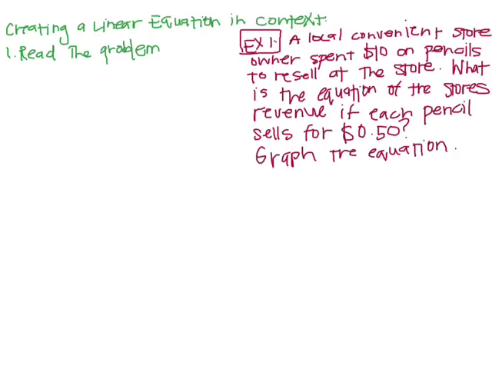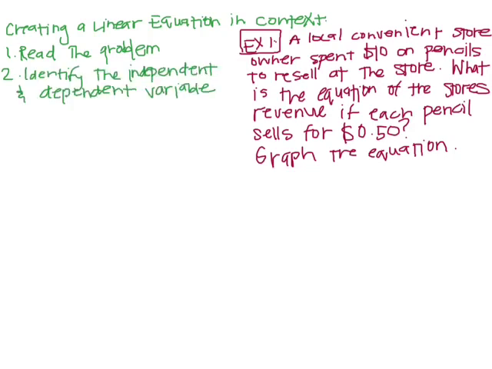A local convenience store owner spent $10 on pencils to resell at the store. What is the equation of the store's revenue if each pencil sells for 50 cents? Graph the equation. So, step 1, I read the problem. Step 2, I am going to identify the independent and dependent variable.